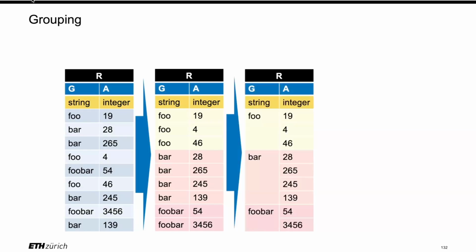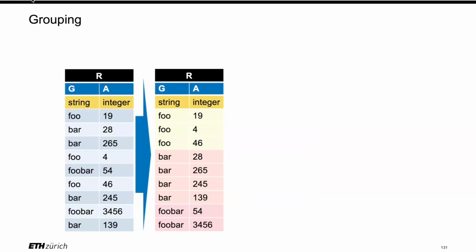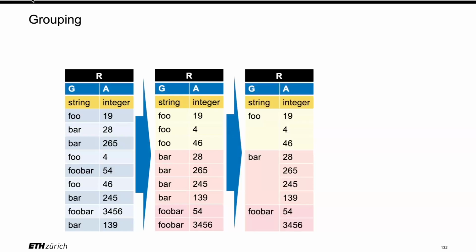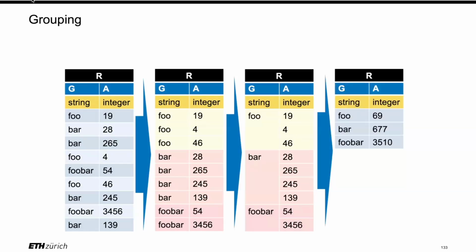Then I kind of want to merge them, right? All the ones that have foo, all the ones that have bar, all the ones that have foo bar, I want to merge them. But what do I do with the values? Well, I can aggregate them. For example, I could take the sum. 19 plus 4 plus 46 gives us 69, 28 plus 265 and so on gives us 677, and 54 plus 3,456 gives us 3,510. Who sees it?